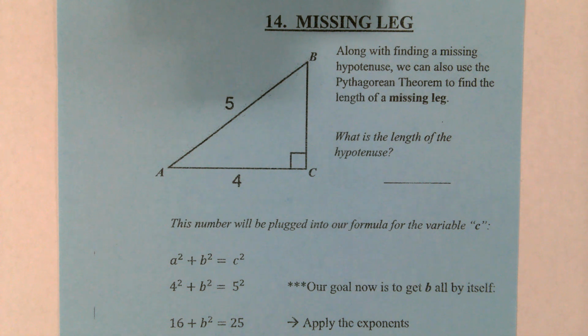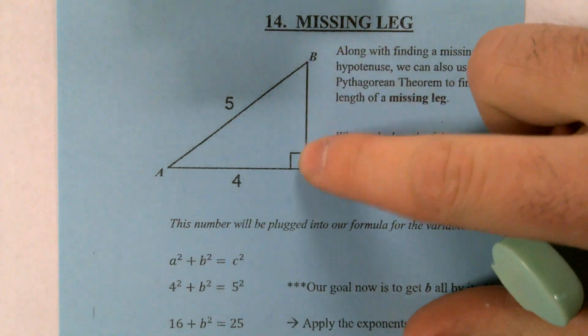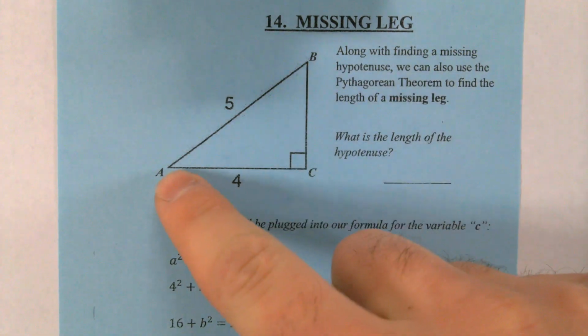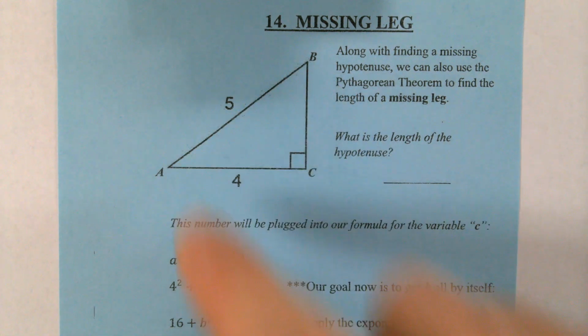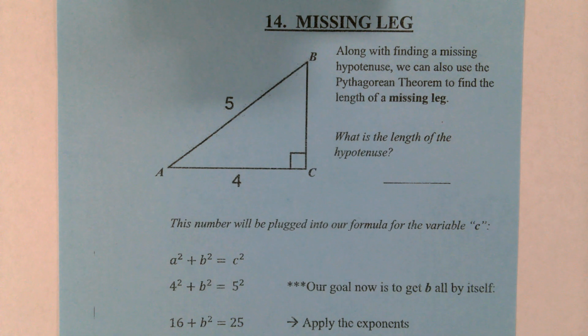If we take a look at this triangle here, who can tell me what is the length of our hypotenuse? 5. I heard someone say 5. Give me a thumbs up if you agree that our hypotenuse length is 5. Good. I see a couple thumbs up. Now, we know that our hypotenuse is the longest side of a triangle, right? But if we don't know how long this side is, how can we be confident that 5 is in fact our hypotenuse? How do we know? If we don't know what the third side is, how can we be sure that 5 is our longest side?